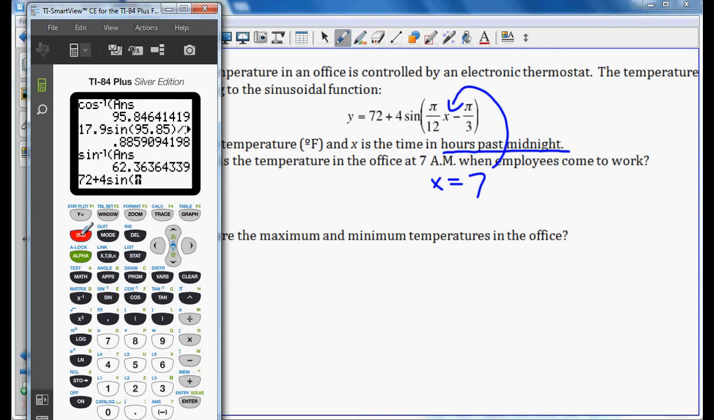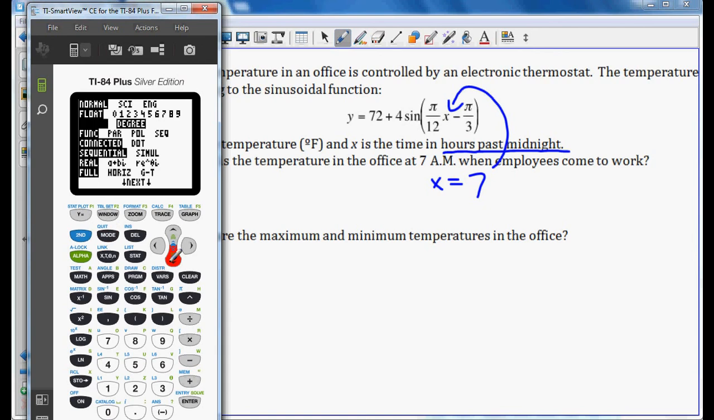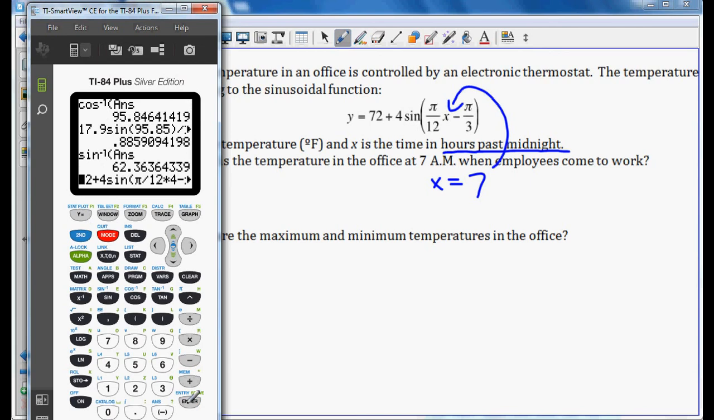Just so you know, I will alert you on your exam what problems need to be degree and what need to be radian. Oh, sorry. Let me try that again. For some reason I plugged in a 4 instead of a 7. It is 7 a.m., so plug in 7. Sorry about my mistake there. We get 74.83 degrees, or 74.828 degrees. Please don't round that to a whole number. Temperature can have a decimal.